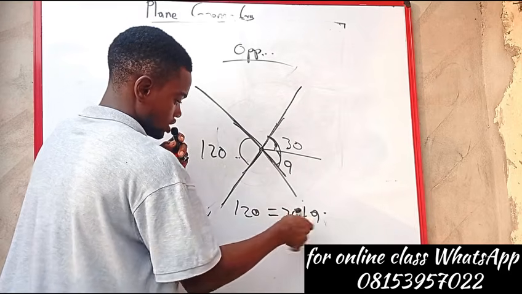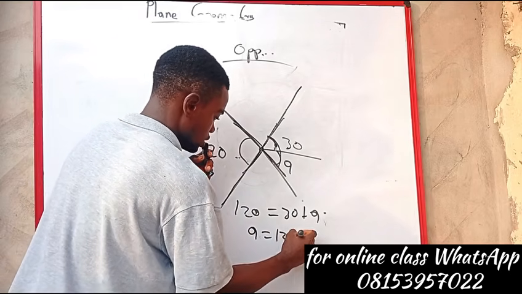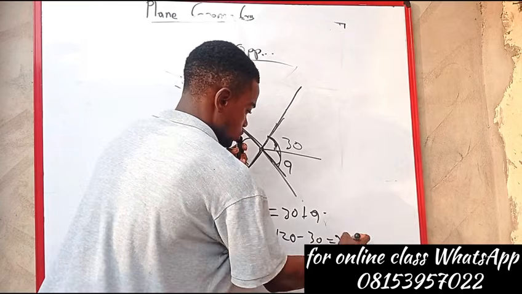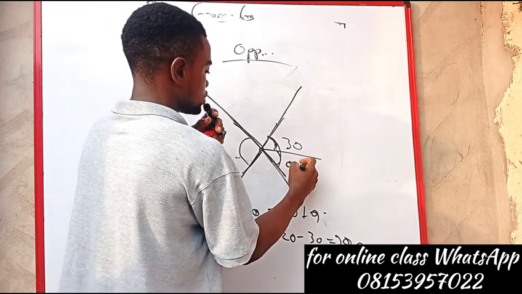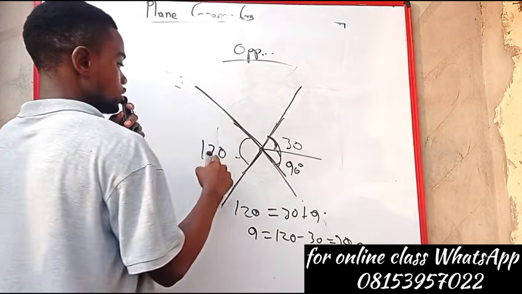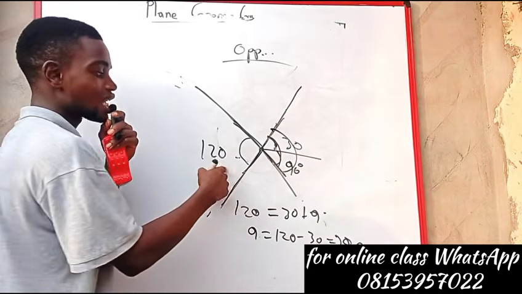Take this over here or just rearrange it. A will now become 120 minus what? 30, which is going to give us what? 90 what? Degree. I get it. So what is equal to here is what? 90 what? Degree. 90 plus 30 is going to give us what? 120. Opposite what? Angle are what?